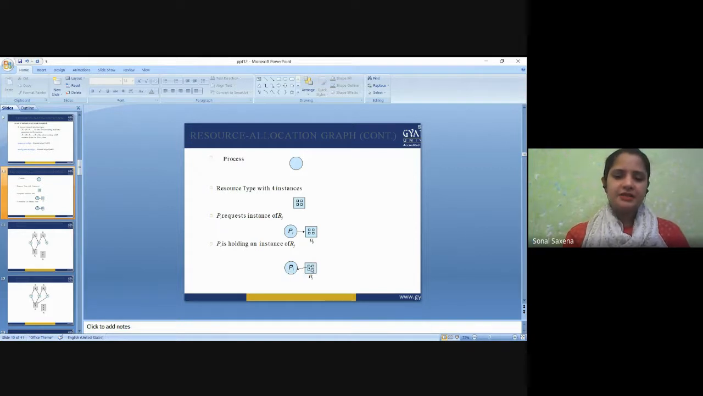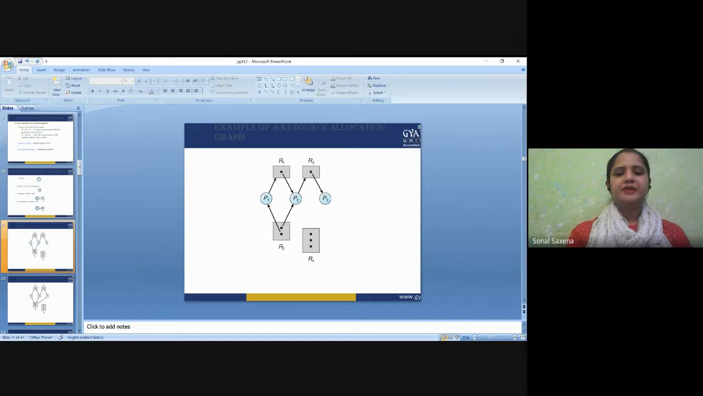And in this diagram, you can see that inside this particular resource, there is a specific point from which the arrow is given to the process. That means a single instance of this resource is allocated to the process. This is what we mean by the resource allocation graph, and this is how it works.